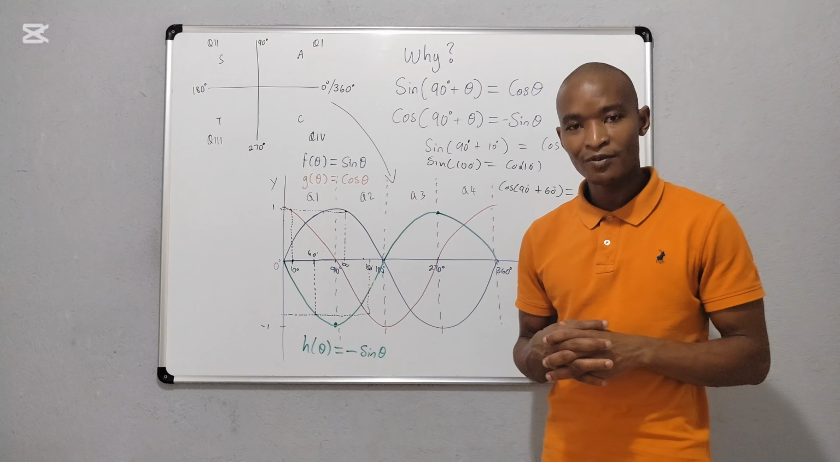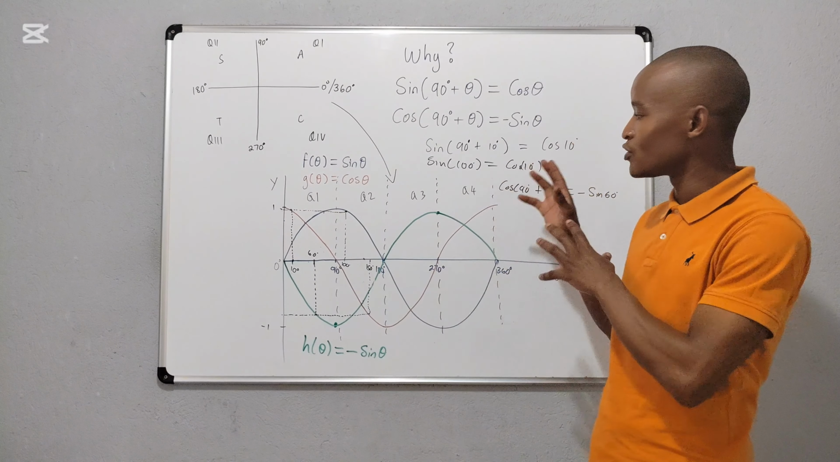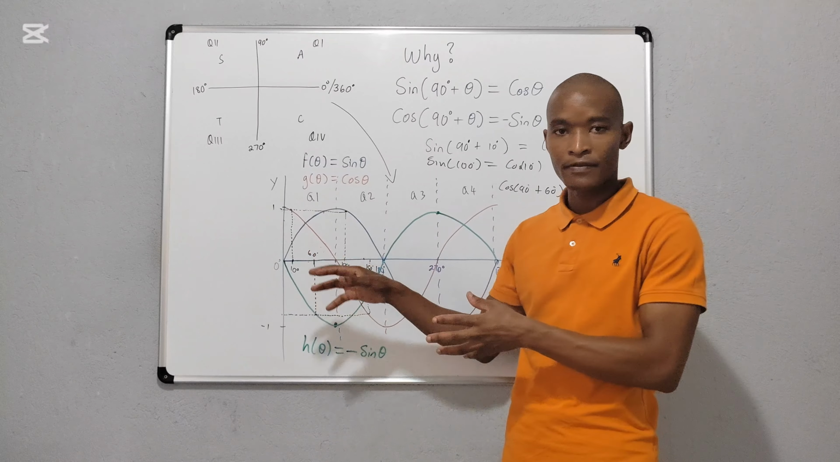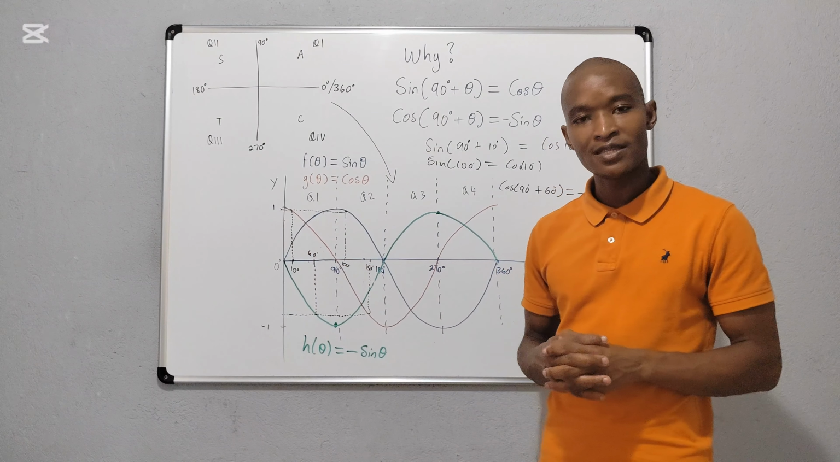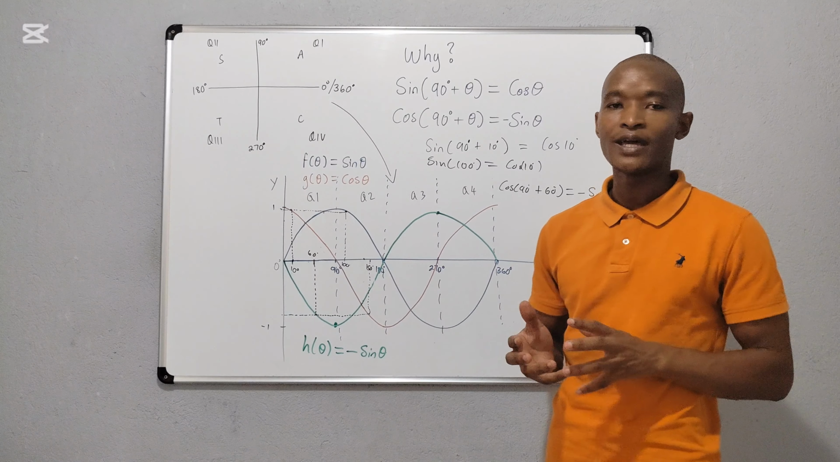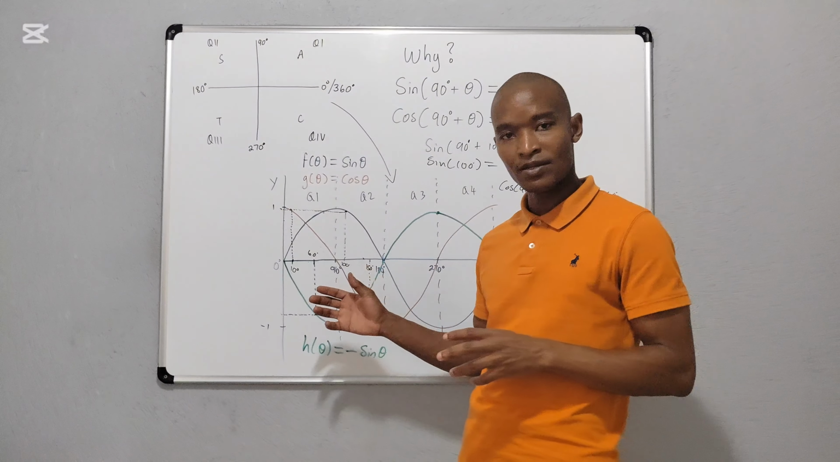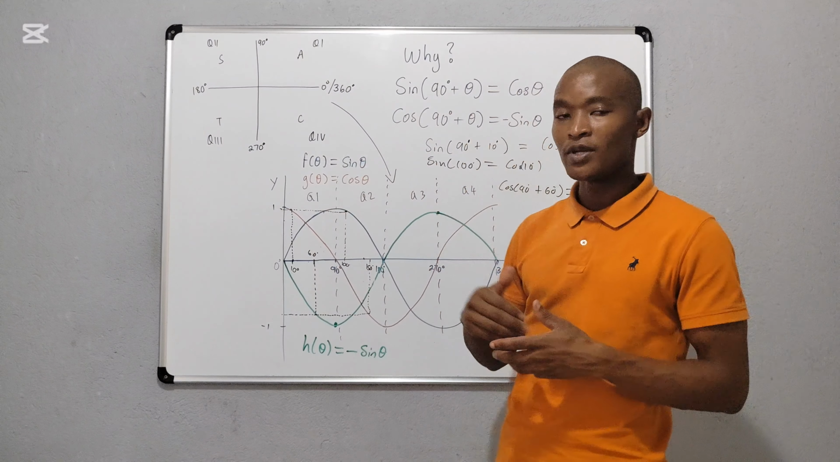I hope that was helpful to you, and I challenge you to now do the negative 90 degrees plus theta and then minus theta and play around with that and see how we can get the reduction formulas for that.